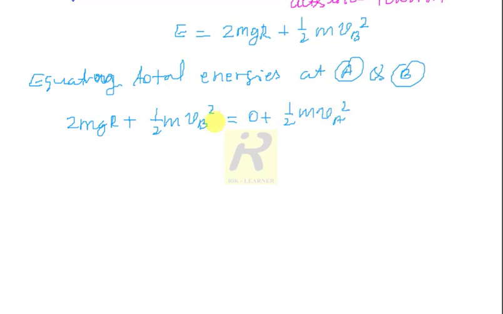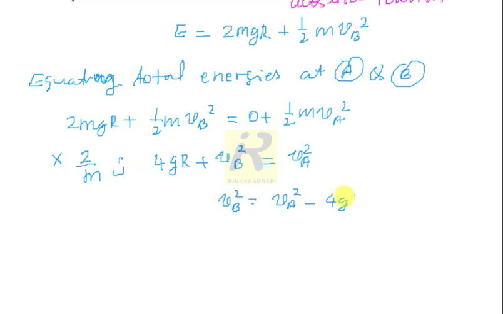va square, right? So when I solve for vb square, for that I simply multiply by 2 by m. Okay, so when I do that, what I get is 4gr plus vb square, right? So that is equal to va square. So vb square is equal to va square minus 4gr.